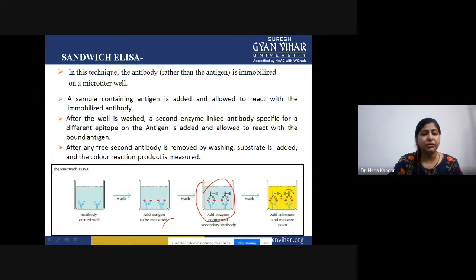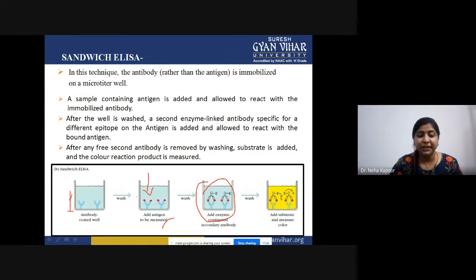So basically the process is, if this is the microtiter well, the first step is to coat the well with antibodies. As you can see, antibodies are coated. After that, give it a wash so that unbound antibodies can be removed, so that non-specific binding shall not be there. After that, you need to add the sample, either a serum or the antigen. A sample containing the antigen is added, and it is allowed to react with the already bound antibody for some time. After that, again give it a wash so that the unbound antigen can be washed away.